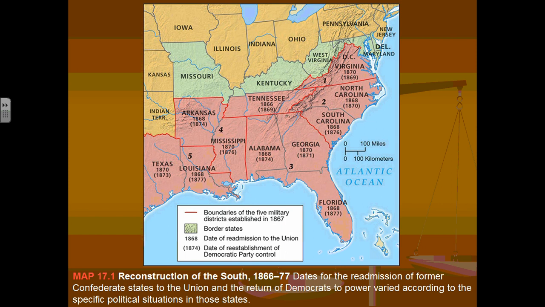So that's the Military Reconstruction Act. You can see that we have 5 military districts. Northern soldiers are going to be stationed here. This is basically Northern Republicans forcing Southerners to do what they want, and that is to make new governments that are going to be acceptable to them, that are going to allow African Americans to vote and hold some political power and give African Americans some rights.